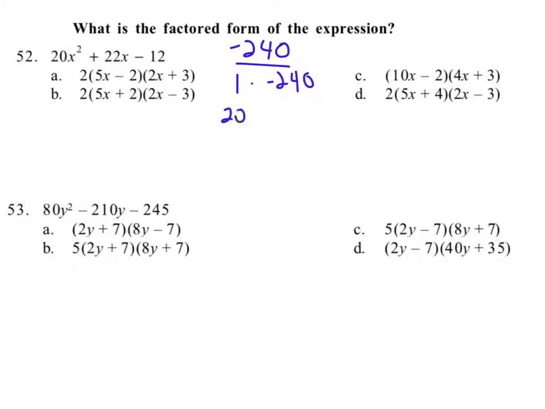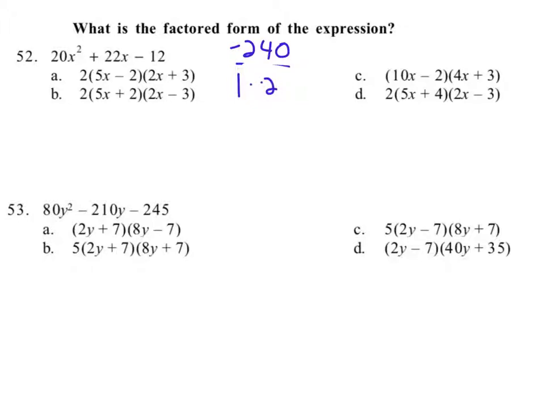What if we did 20 times negative 12? Too close together, right? What about 10 times anything? 10 times negative 24. Those combine to be negative 12, still actually too close together. So let's just run through it consecutively here and watch what happens.